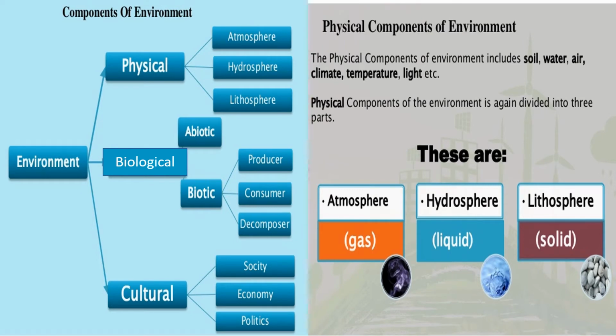Components of environment. It has mainly three components: physical, biological and cultural. Physical includes atmosphere, hydrosphere, lithosphere. Biological components include biotic and abiotic factors. Among biotic are producers, consumers, decomposers. And the third, cultural components, include society, economy and politics. Number one is the physical components of environment, which include soil, water, air, climate, temperature, light, etc. The physical component of the environment is again divided into three parts: atmosphere, that is gas; hydrosphere, liquid; and lithosphere, solid.